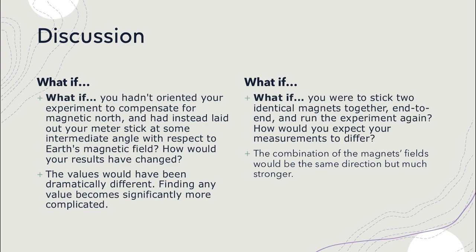And to wrap this report up, I'd like to take just a second to answer the two what-if questions. For the first what-if question on the left, the values would have been dramatically different, as finding any value becomes significantly more complicated. However, these values can be easily achieved if we do know the angle from the north. And for the second what-if question, the combination of the magnetic fields would be in the same direction but just be much stronger.